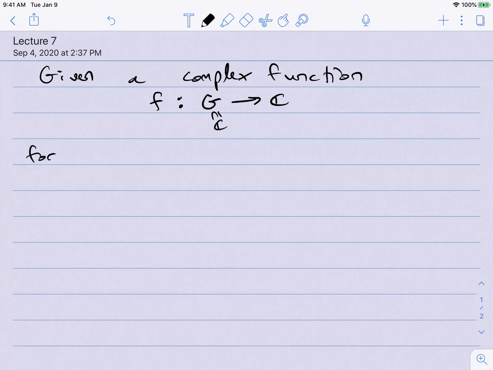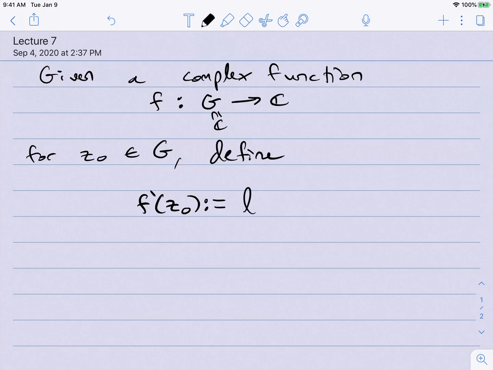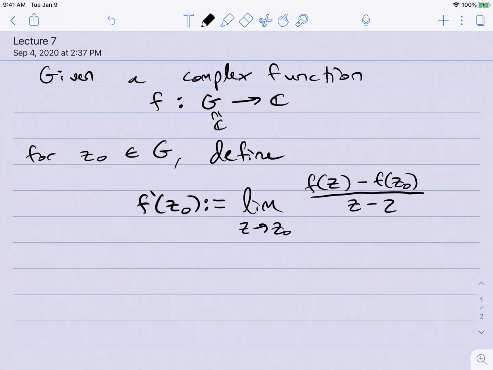Okay, so for some point z naught in the domain of f, define the derivative, which will use the usual notation f prime of z naught. Define this to be the limit as z approaches z naught of the difference in the outputs, f of z minus f of z naught, divided by the difference in the inputs, z minus z naught.